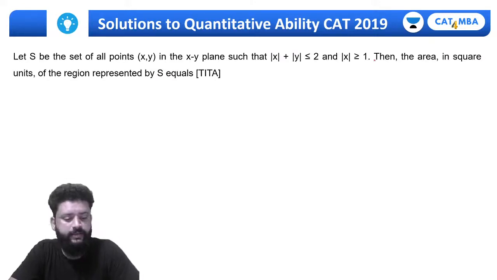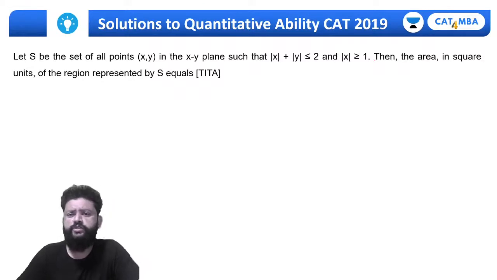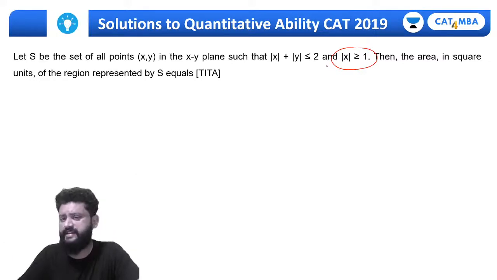try to think about it, get a thought. It's more of, if you draw it, definitely this will become clear. Now try to think about these regions. This one is quite easy. When is mod x greater than 1? It will either be more than 1 or less than -1, right?